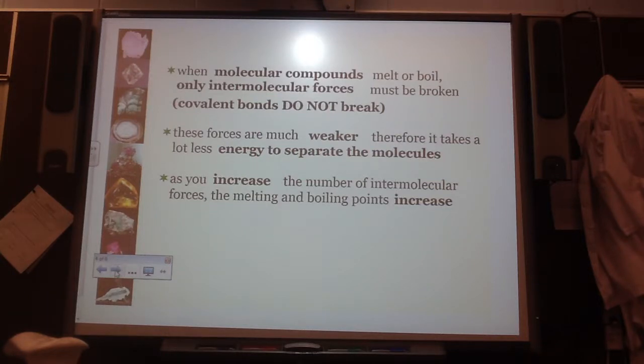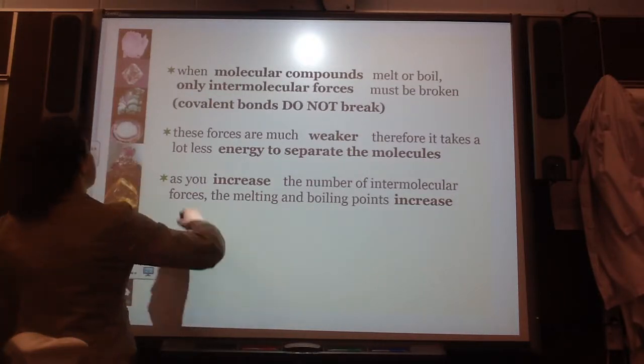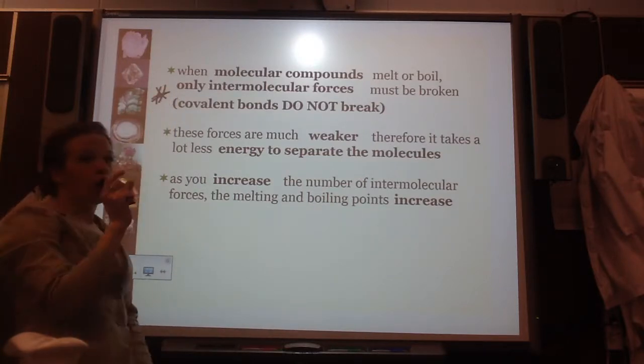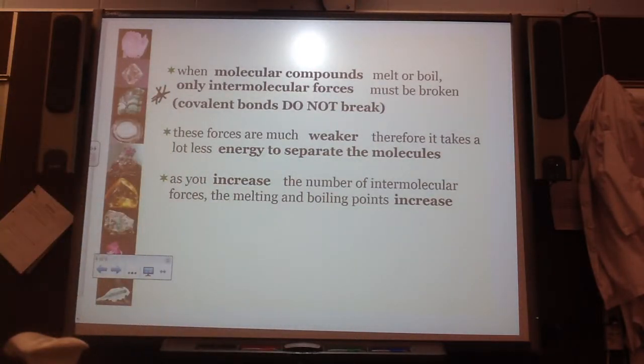When molecular compounds melt or boil, okay, so now this is our intermolecular forces. When molecular compounds melt or boil, only intermolecular forces will be broken. This is really important, okay? The covalent bonds stay together. Because remember on our chart, our scale of forces, covalent bonds are so strong that they won't break apart. So covalent bonds do not break when melting and boiling.